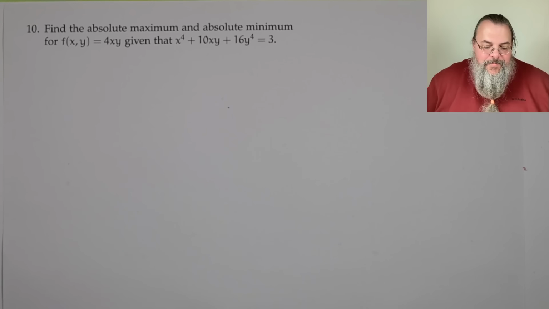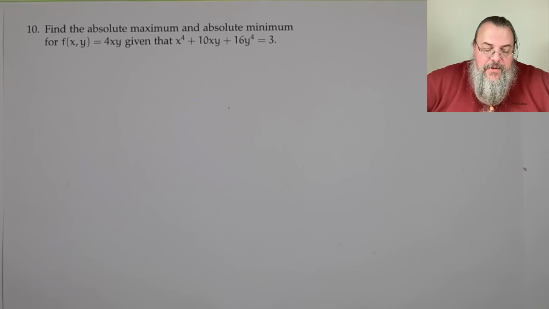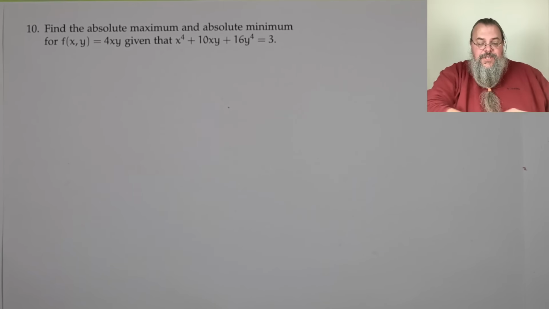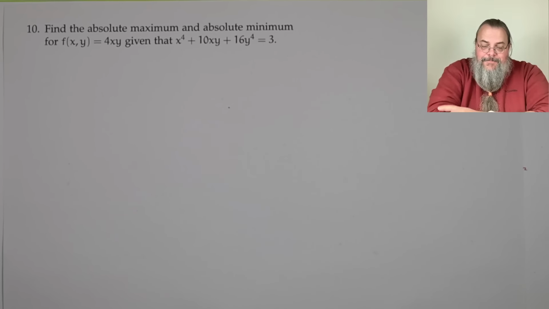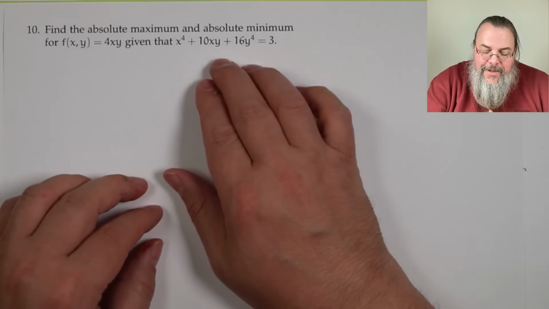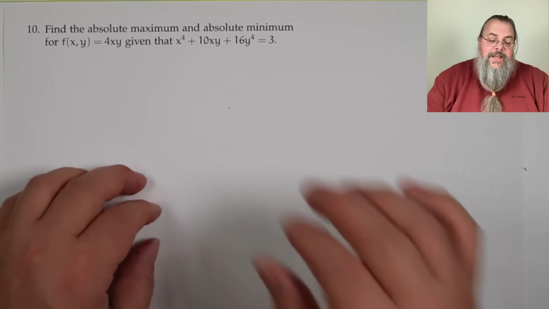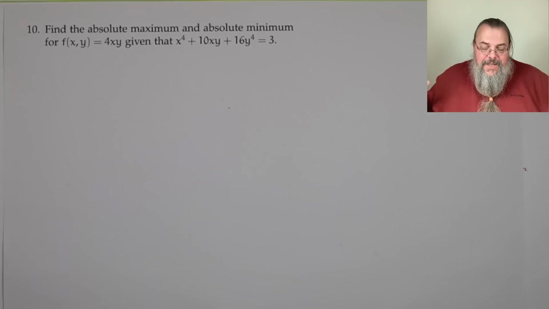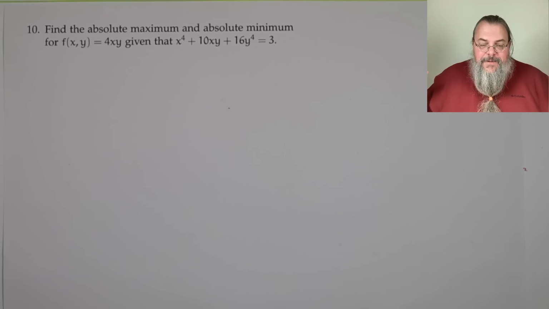Number 10. Find the absolute maximum and absolute minimum for the function f of x, y equals 4xy, given that x to the fourth plus 10xy plus 16y to the fourth equals 3. Now, a couple of notes. This is very similar to one that's been on an old exam, so there's nothing crazy here. But I do want to point something out, which is kind of cool.